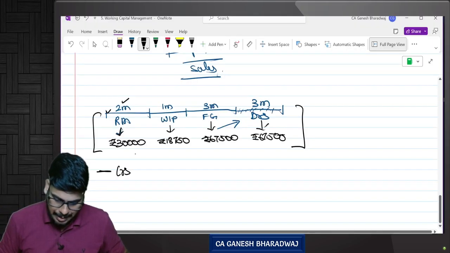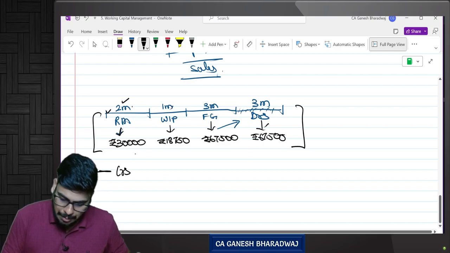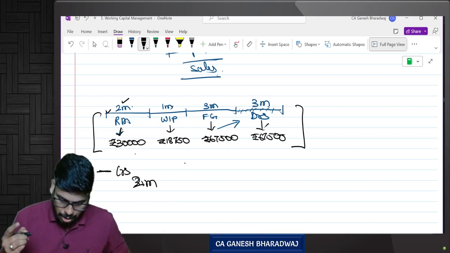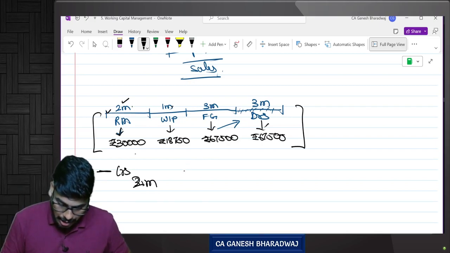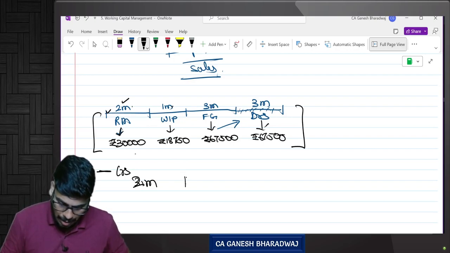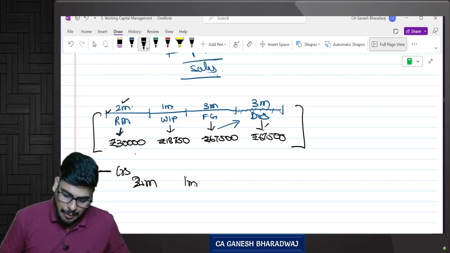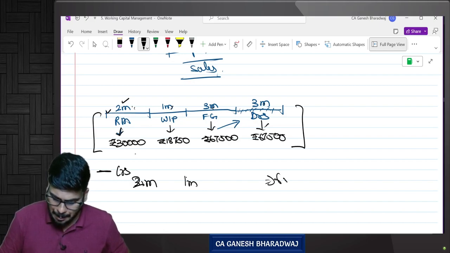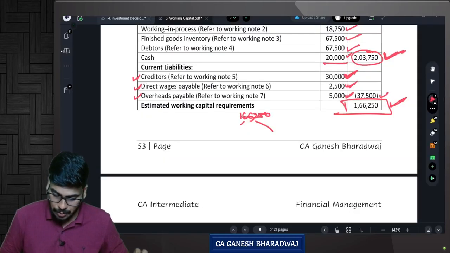Now, what is the working capital cycle for this company? 2 months, 1 month, 3 months, 3 months. And then creditors give you 2 months credit period. And then your labor and overheads, you have about 1 month each. So basically, what do we have here? 2 plus 1, 3, 3 plus 3, 6 plus 3, 9 minus 3. This is going to be 6 months approximately. Fine, approximately 6 months is your working capital cycle.